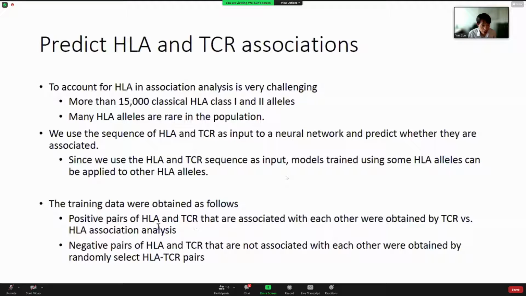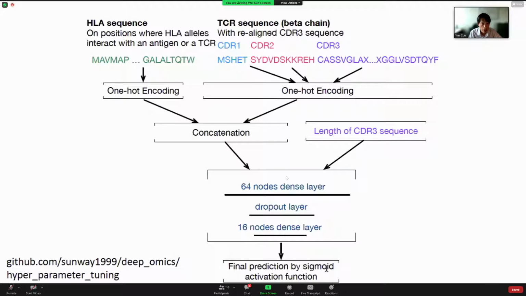And then here, the training data we got is the positive HLA TCR pair, they associate with each other from the previous study. Basically, in that study, you observe the HLA, you observe the TCR, and then you can just calculate a Fisher's exact test and then find the associated pairs. And the negative pair is just randomly sampled once.